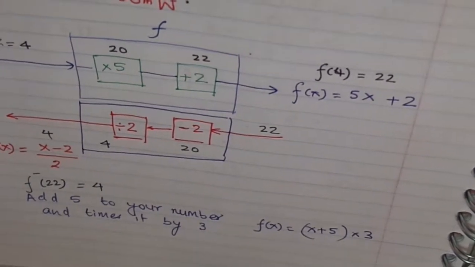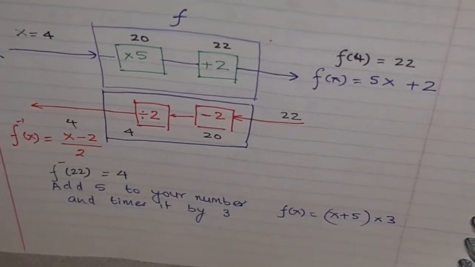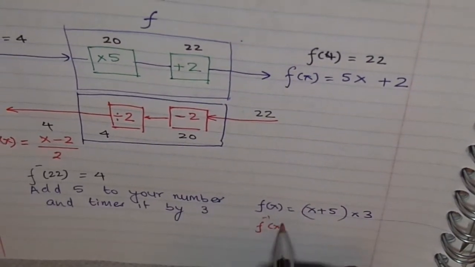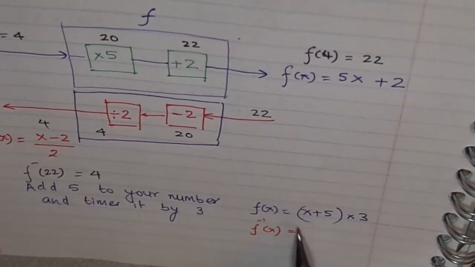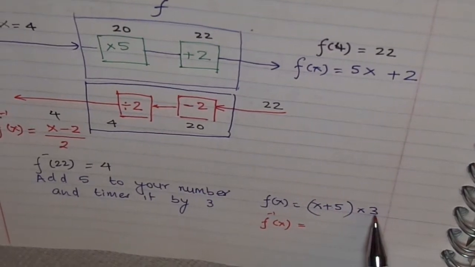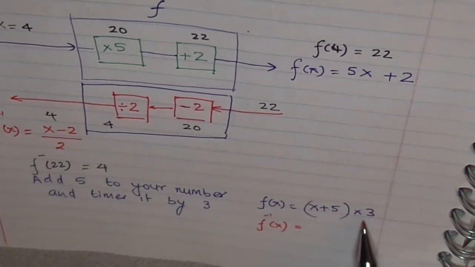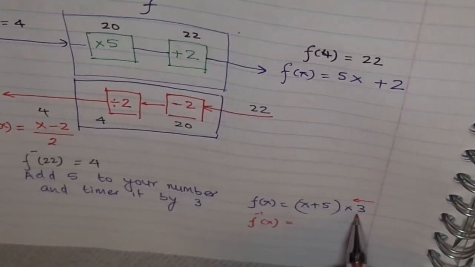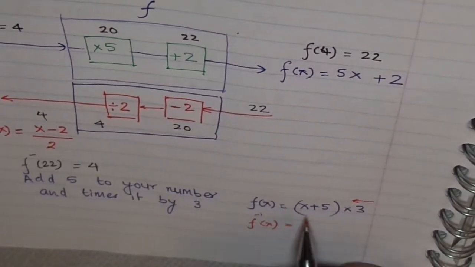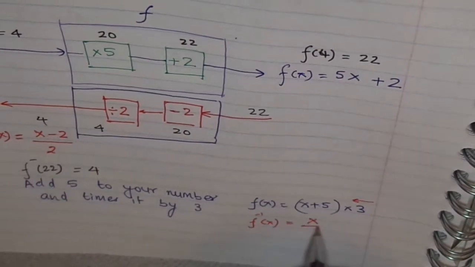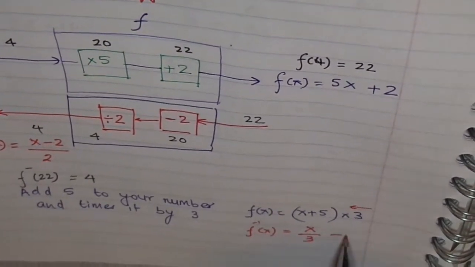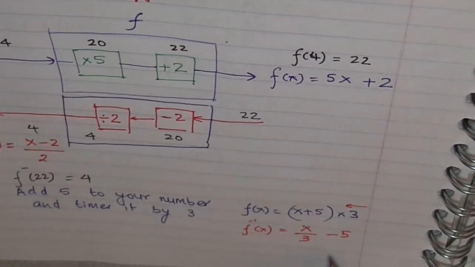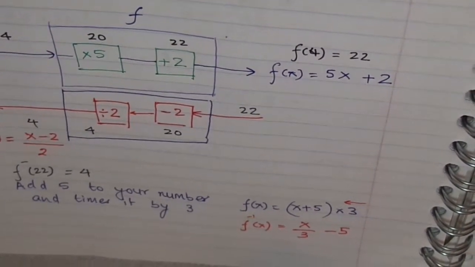Now for this, what should be the inverse? What should be f inverse of x? You did add 5 and then times 3 to the number. What should we do now? We should do the reverse operation. First divide by 3 and then take away 5. That means x divided by 3 minus 5. This is how we can find inverse of a function.